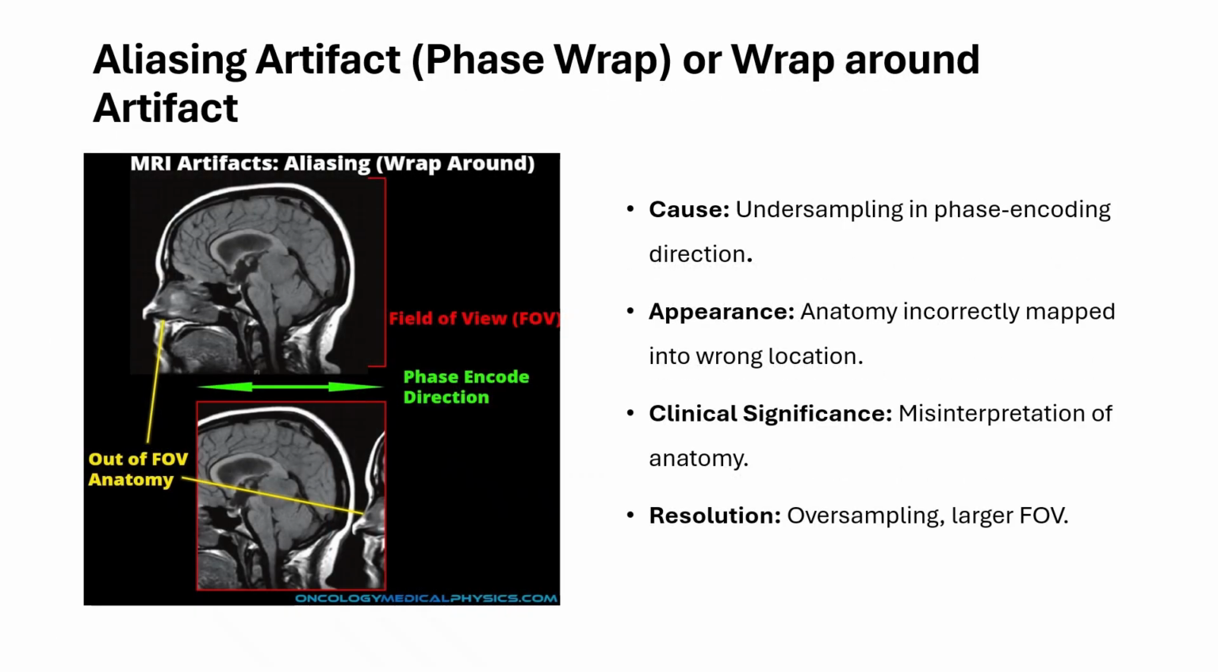Now the aliasing artifact, phase wrap or wrap around artifact. This is the most common type after the motion artifact. It is due to undersampling in the phase encoding direction, caused by the large size of the subject or patient and the small size of the coil. This leads to wrap around artifacts, and its appearance is the anatomy incorrectly mapped into the wrong location.